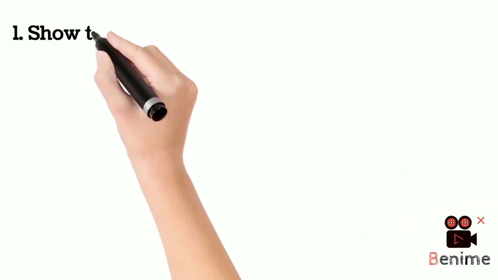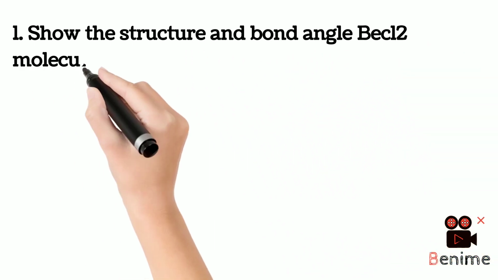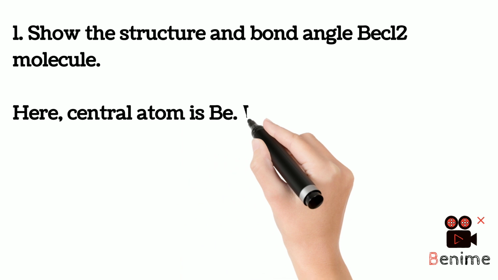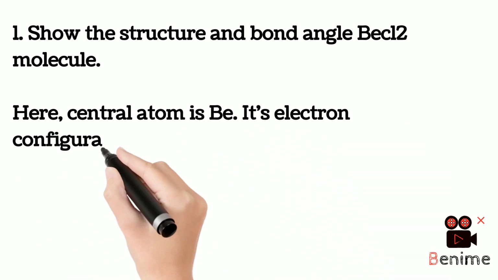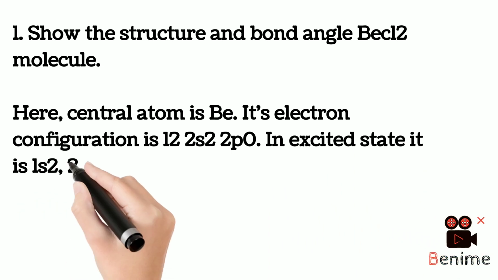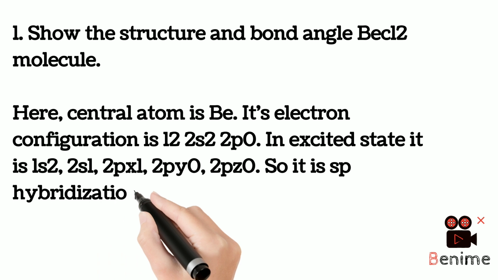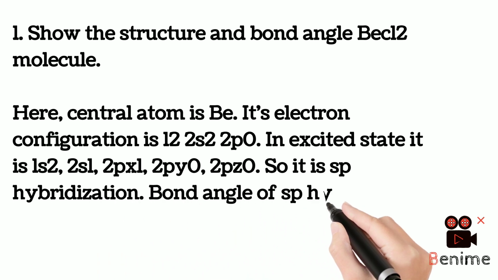Let's solve a question of sp hybridization. Show the structure and bond angle of the beryllium chloride molecule. Here, the central atom is beryllium. Its electron configuration is 1s2 2s2, 2p0. In the excited state it is 1s2 2s1, 2px1, 2py0, 2pz0. So it is sp hybridization.